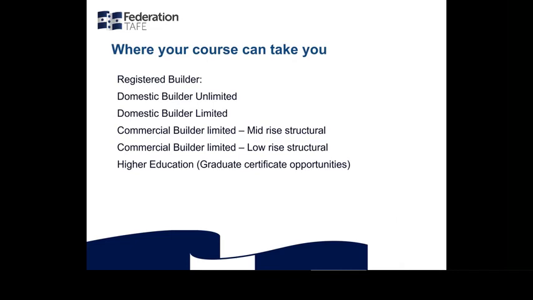Registered builder limited to medium rise or mid-rise structural, which is structural buildings up to 3 stories, and type B and C construction. So if you want to build a skyscraper, you need to go on and do higher education. The diploma won't give you that, but it will give you up to 3 stories commercial structural registration. Also structural for low rise, which is single story developments, e.g. maybe an industrial warehouse or the like. And then there's pathways onto higher education, so a graduate certificate or through bachelor's and post degrees and the like as well. So any questions currently?